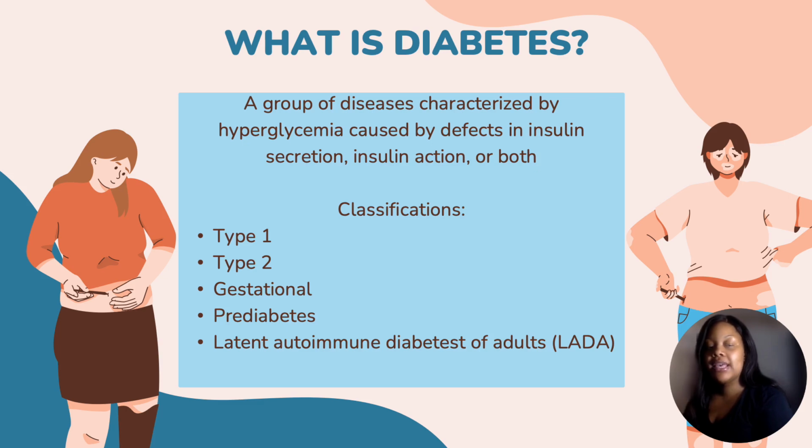What is diabetes? Diabetes is basically a group of diseases characterized by hyperglycemia caused by deficits in your insulin secretion, insulin action, or both. So we're going to talk about type 1 diabetes, type 2 diabetes, a little bit on gestational diabetes, and you also have your pre-diabetics. We're not going to really talk about pre-diabetics except when it comes to prevention, right? All right, so let's dig in.